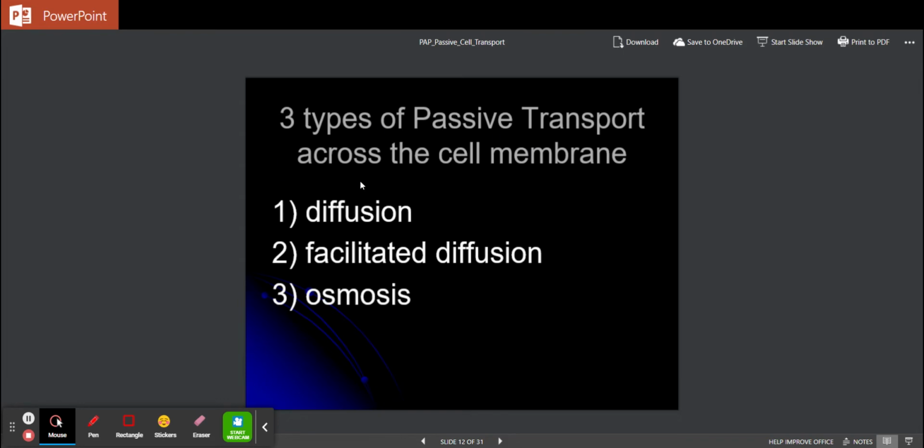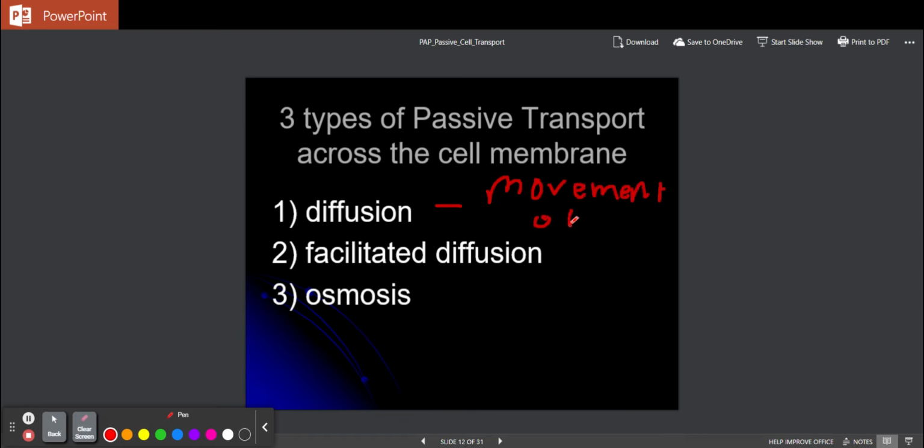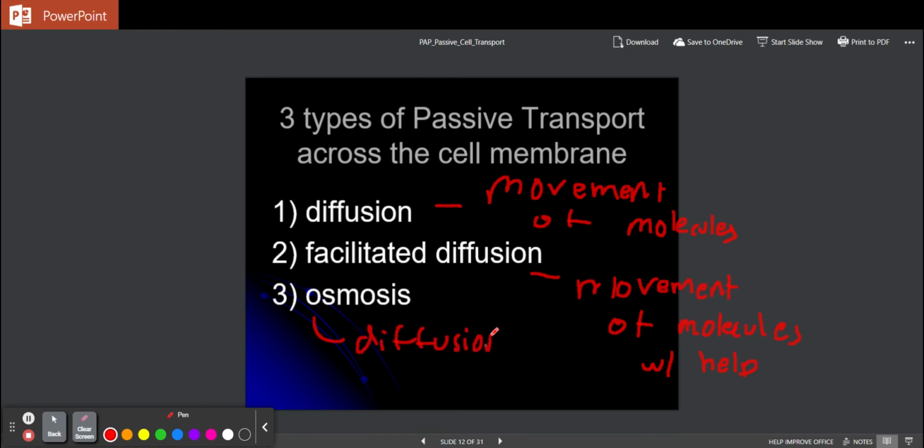All right. Three ways of passive transport across the cell membrane. So first is diffusion, which is just movement of molecules. Next, facilitated diffusion. So movement of molecules with help from transport proteins. And osmosis is just the diffusion of water.